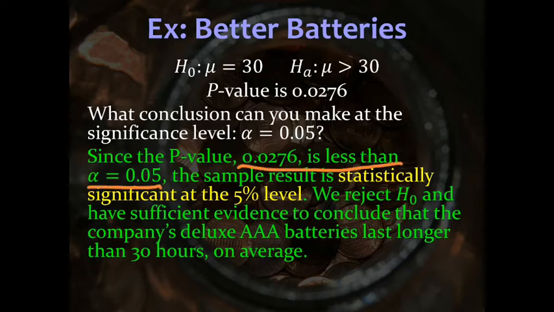You can even write p is less than alpha. That's fine. Secondly, you have the statement regarding the null. Here we reject the null. So that's the decision on the null. That's the second step. The third step you have to make is a conclusion in context.